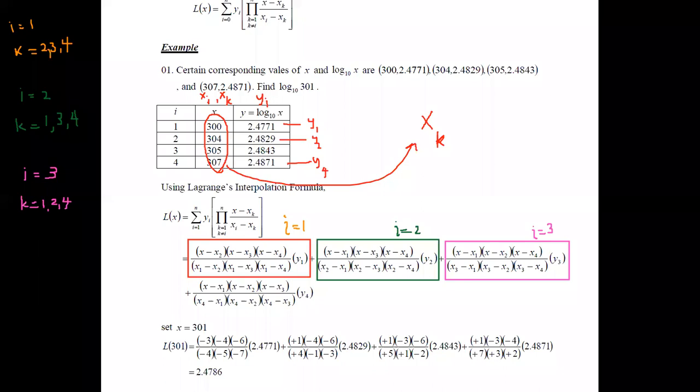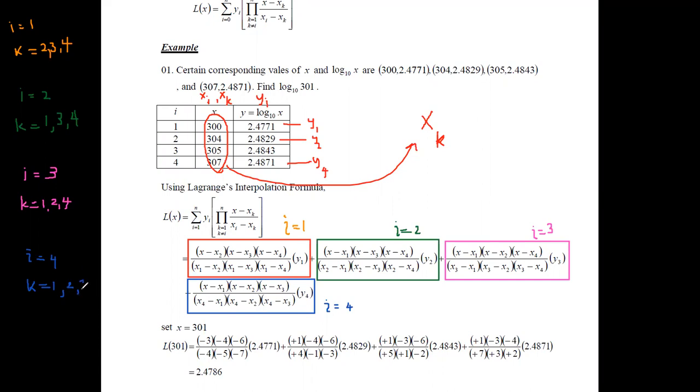And the last term can be obtained by substituting i equals 4. If I substitute i equals 4 here, then the possible values for k would be k equals 1, 2 and 3. Therefore, by substituting those values in the places of k, we can obtain the quantity as x4 minus x1, x4 minus x2 and x4 minus x3. And then you can replace the x4 value with x to obtain the numerator. And then this would be multiplied by y4, since you have substituted i equals 4.